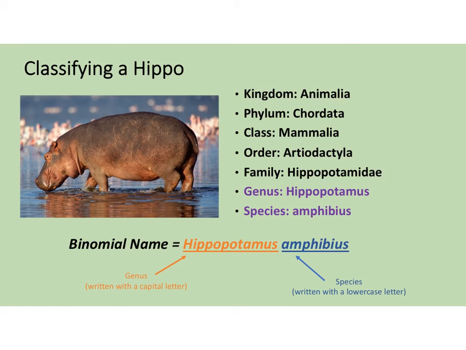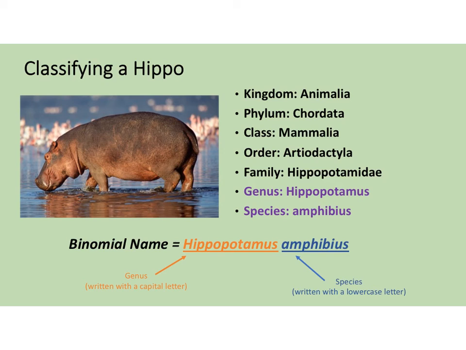Okay, so let's look at another example. Let's look at classifying a hippo. So the kingdom for a hippo would be Animalia. They are multicellular organisms and their cells don't have cell walls, so they must be animals. Their phylum is Chordata because, again, they have a spine, they have a backbone, which means they are a vertebrate. Their class is Mammalia. Their order is Artiodactyla. Their family is Hippopotamidae. Their genus is Hippopotamus, and their species is Amphibius. So their binomial name is Hippopotamus amphibius.